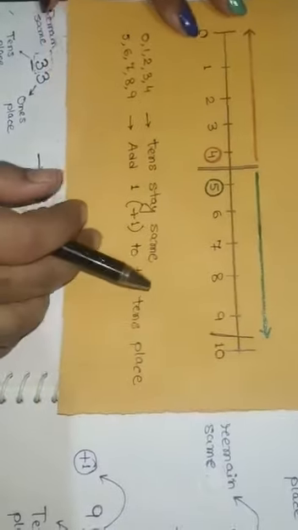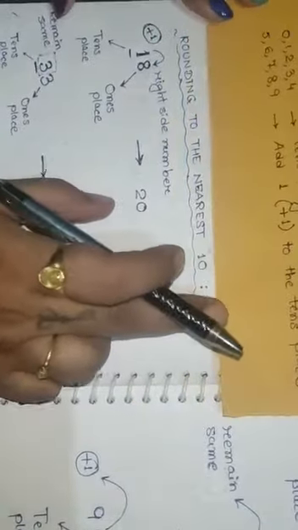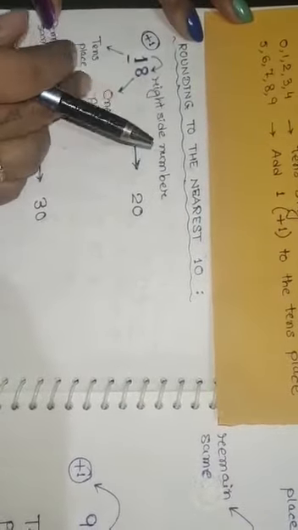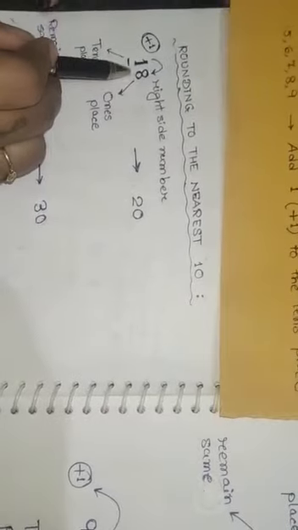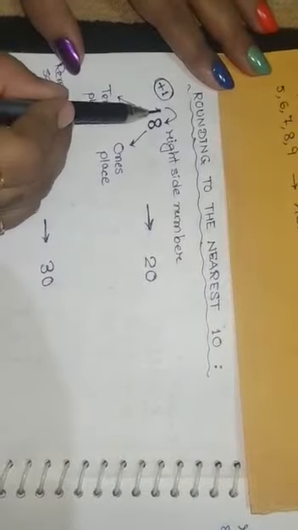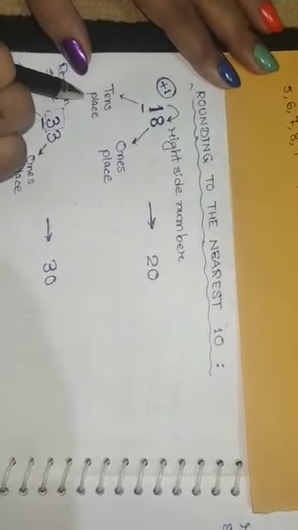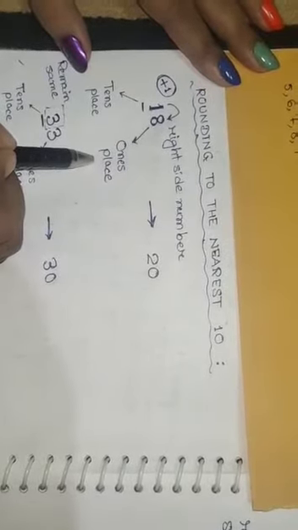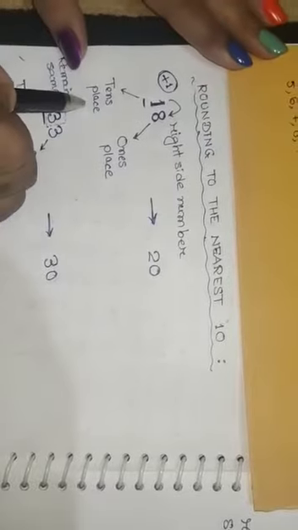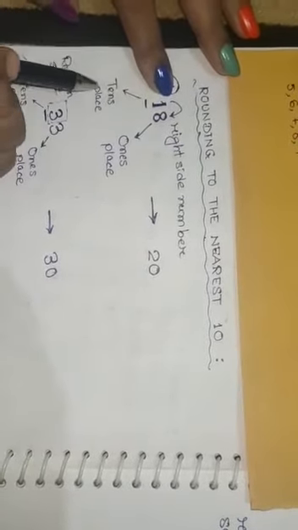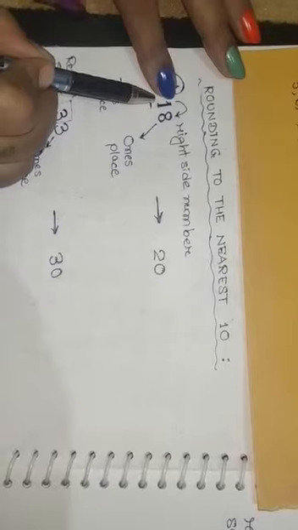Let's have a look at the examples, the sums. Suppose we have the number 18. It's a 2-digit number, 18. In 18, 1 is in tens place, 8 is in ones place. As I had told earlier, the number in nearest 10 here is 1.